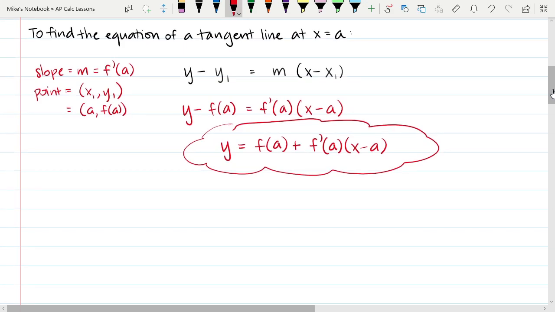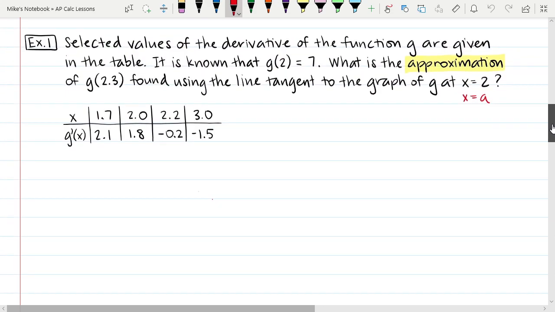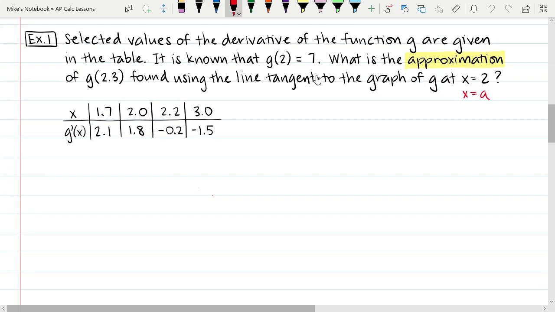Okay, so remember, we need to know what is the slope. That's going to be f prime of a. And we need to know the point. That's a comma f of a. Well, in this problem, we're not dealing with f, we're dealing with g. So the slope is going to be g prime of a, but again, that's 2. So g prime of 2. And our point is going to have to be 2 comma g of 2.